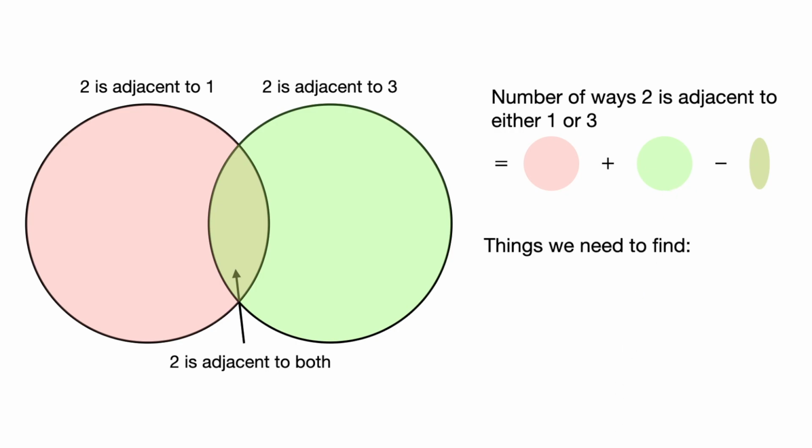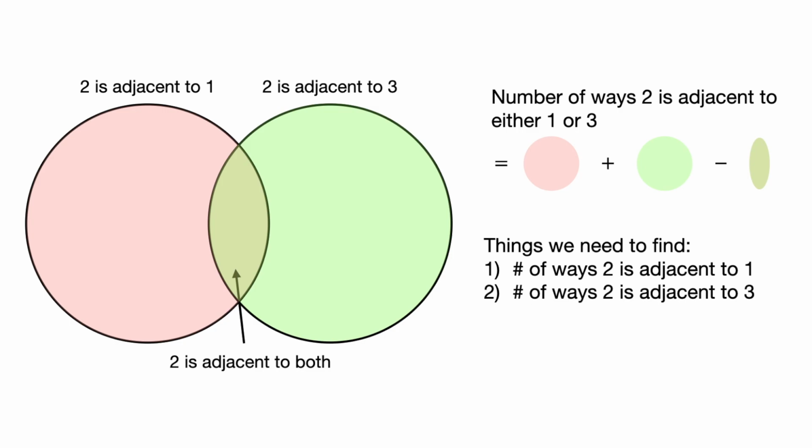So to find what we want, here are the three things that we're going to find first. 1. The number of ways 2 can be adjacent to 1. 2. The number of ways 2 is adjacent to 3. And 3. The number of ways 2 can be adjacent to both.